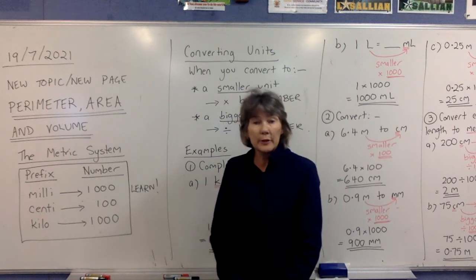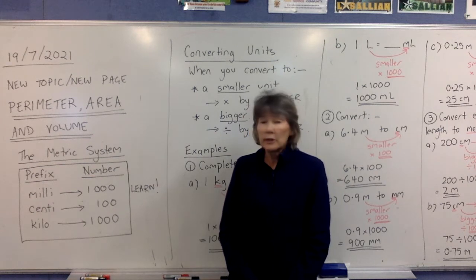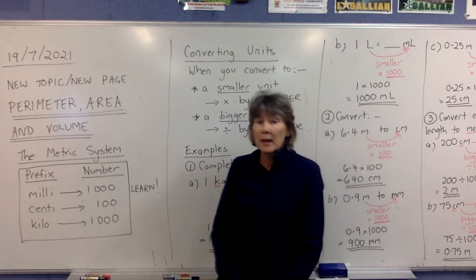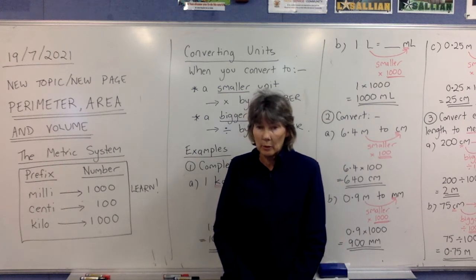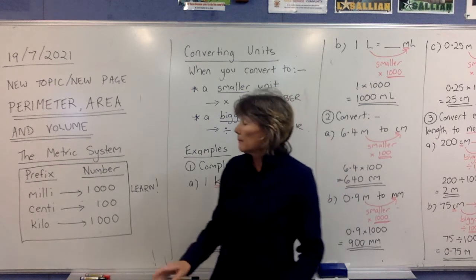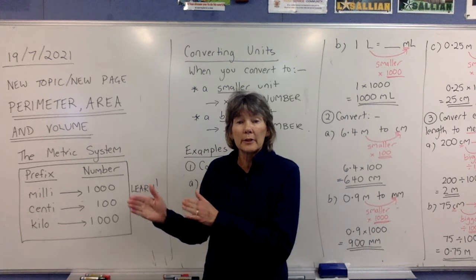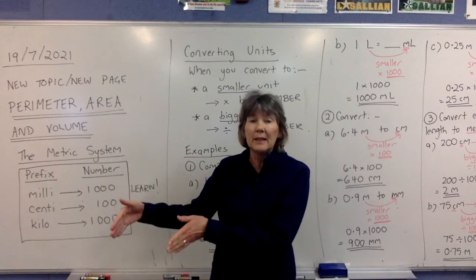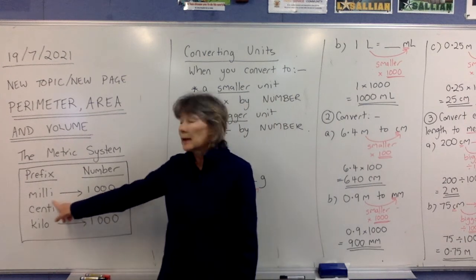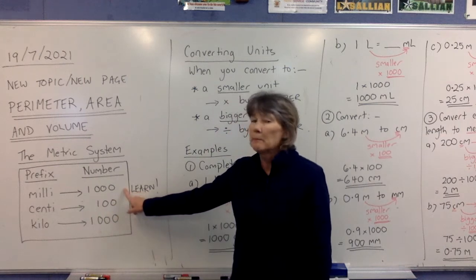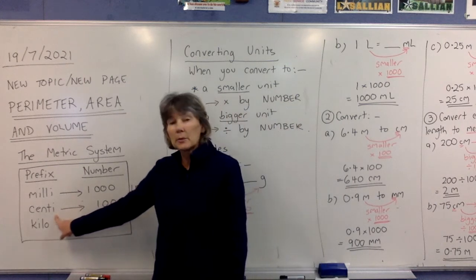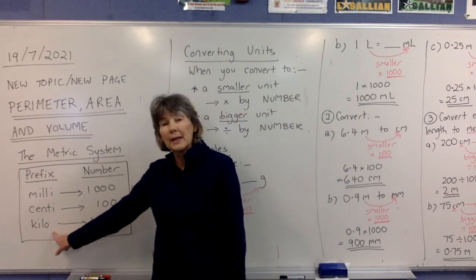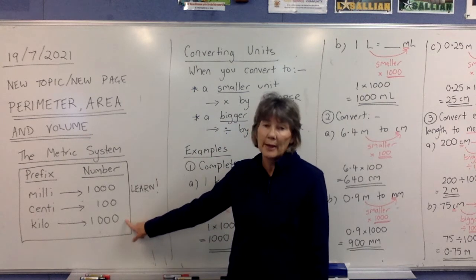Okay, so we're starting off with the metric system, and the main thing I want you to know here is that we have prefixes, and those prefixes tell us what number we should be using in our working. So the prefix is a part of a word. It's the bit that goes at the beginning of the word. So pre means before, okay? So it's the thing at the beginning of the word. So if the word starts with milli, you're going to be using the number 1000. If the word starts with centi, you're going to be using the number 100. And if the word starts with kilo, you're going to use the number 1000.